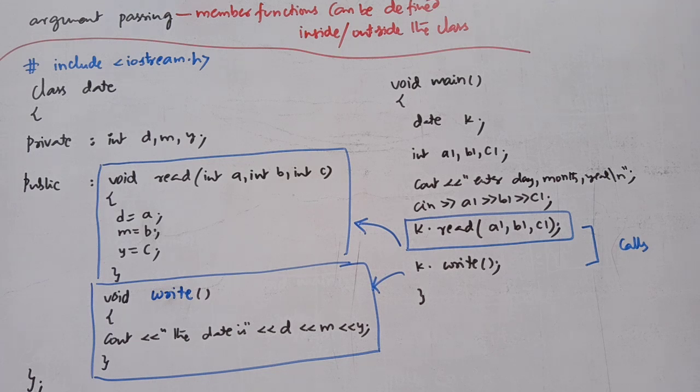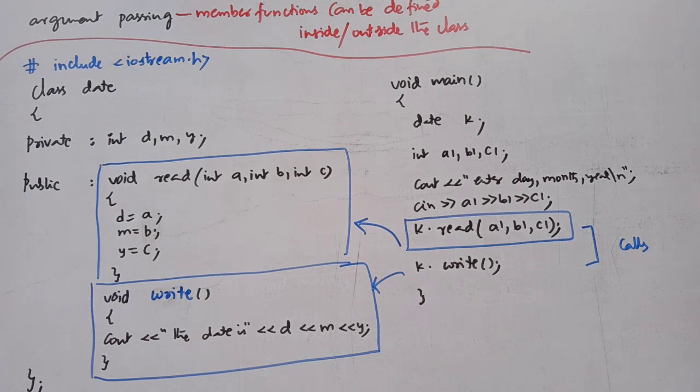Instead, you can read the data in a main program and pass the input data to the concerned member function. This is what you call argument passing. What is the class name? Dit. Member data D, M, Y, which are private. We have two member functions, read and write. Both are public as we want to use them outside the class.